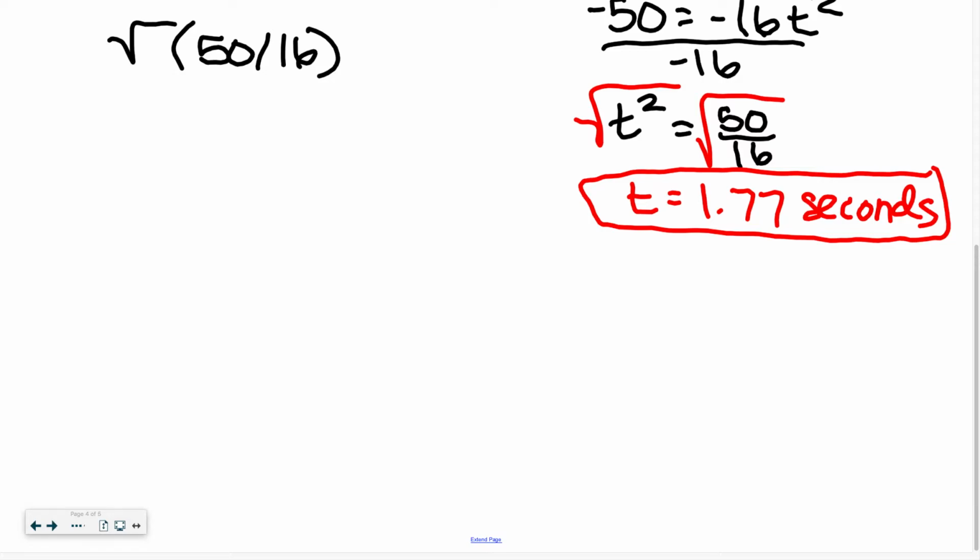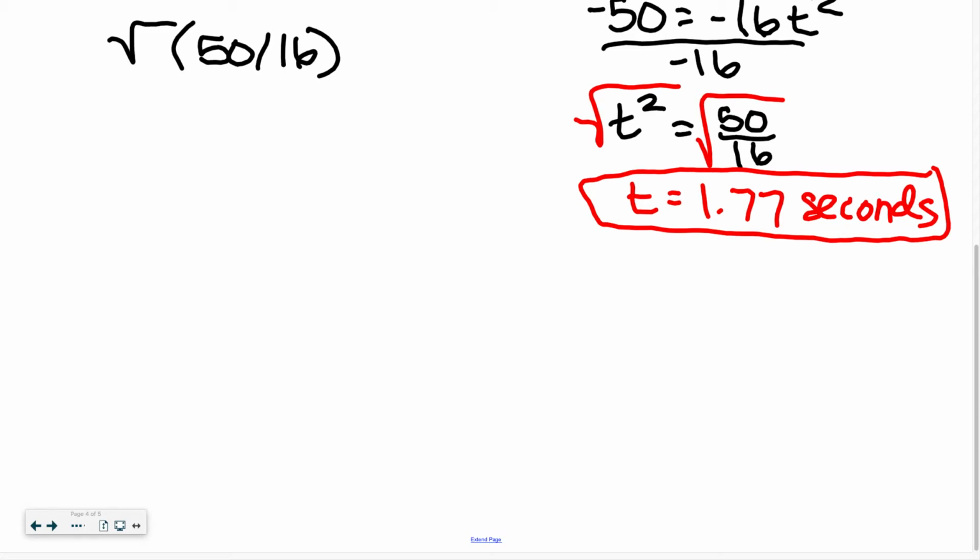Also, notice I went ahead and did the square root on this one. Sometimes I just leave the square root when we're working out problems. Like, I'll just leave it square root 10. I don't really want the decimal. But here, it probably makes more sense to us to say 1.77 seconds than the square root of 3.125 seconds. We don't really know how long that is.